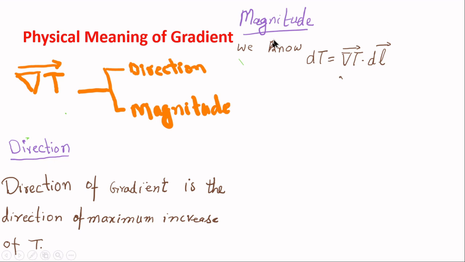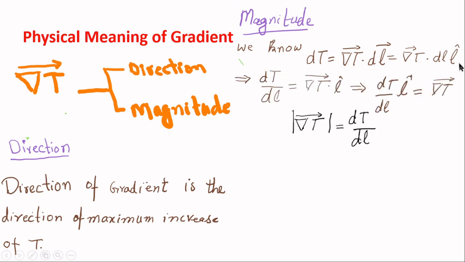And the magnitude, what does the magnitude tell us? We know that dt is equal to del t dot dl. So we can write it in this way, del t dot dl into l cap. We divide on both sides by dl, so you get dt over dl is equal to del t dot l cap. And if you multiply on both sides by l cap, you get dt over dl times l cap is equal to del t. If you take the magnitude of this equation on both sides, the magnitude of del t is this, and the magnitude of dt over dl times l cap is this.